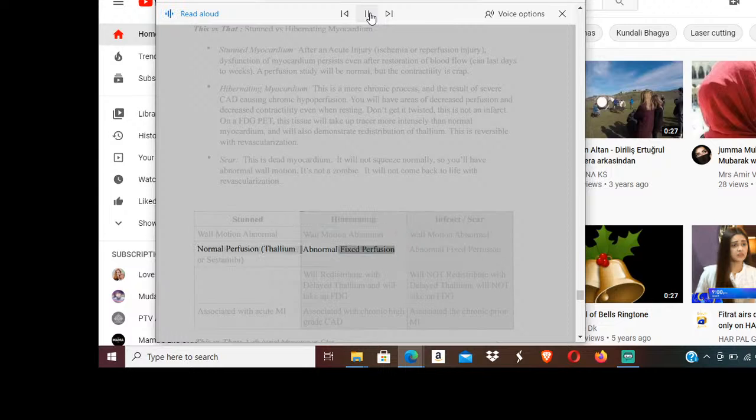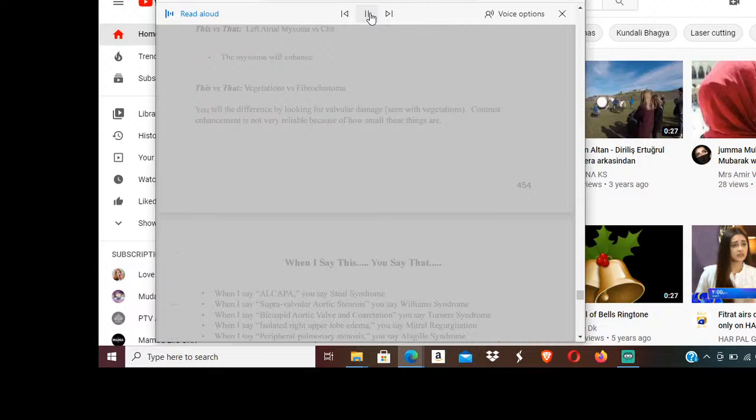Normal perfusion, thallium abnormal fixed perfusion, or sestamibi, will redistribute with delayed thallium, and will take up FDG, associated with acute MI, associated with chronic high grade CAD. This vs that: left atrial myxoma vs clot. The myxoma will enhance.